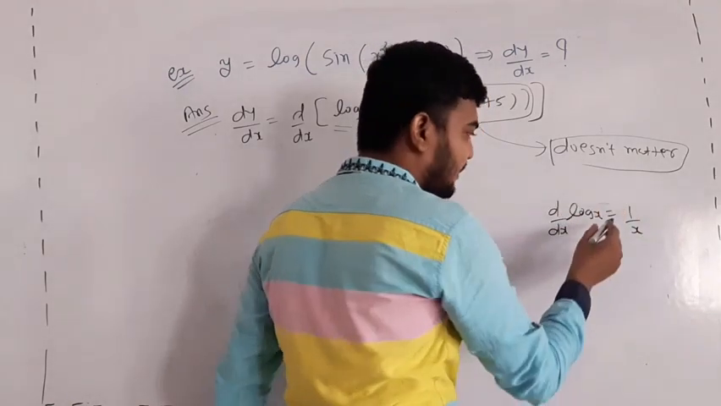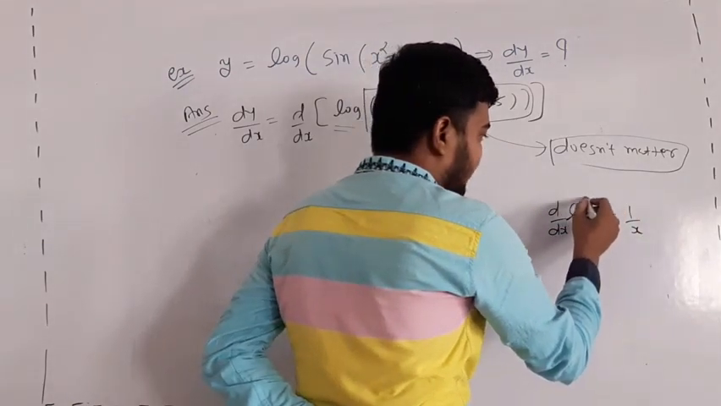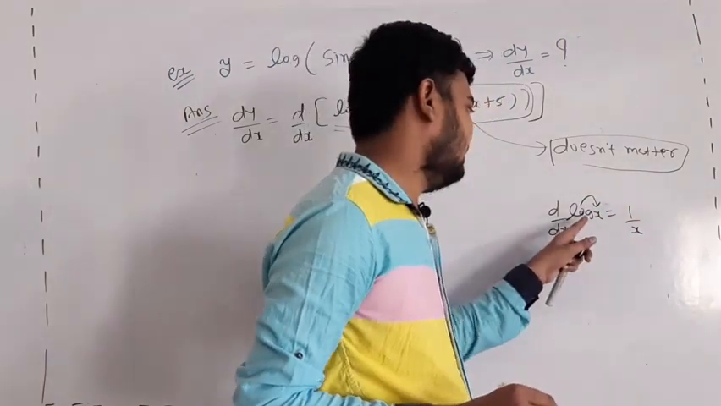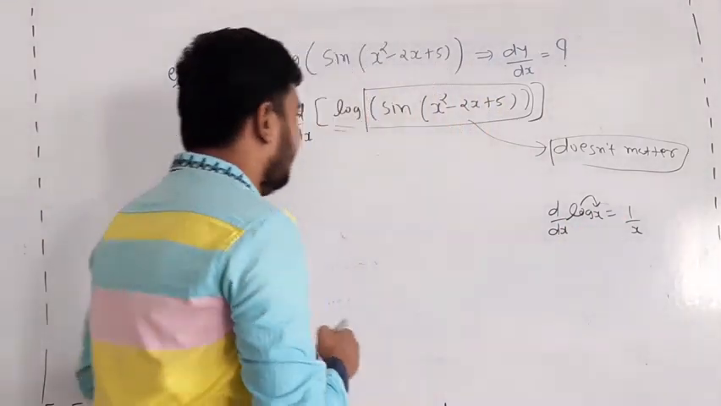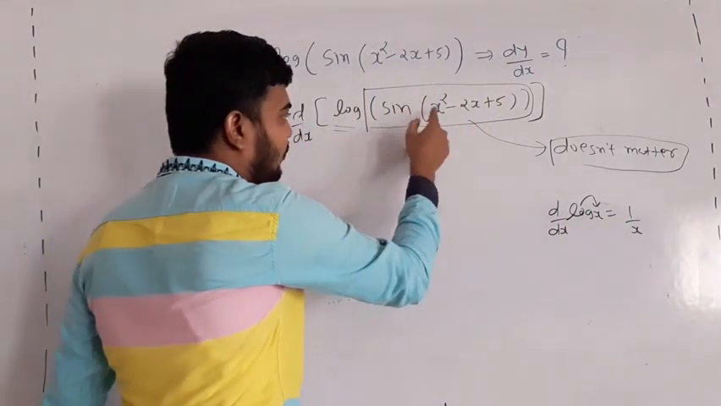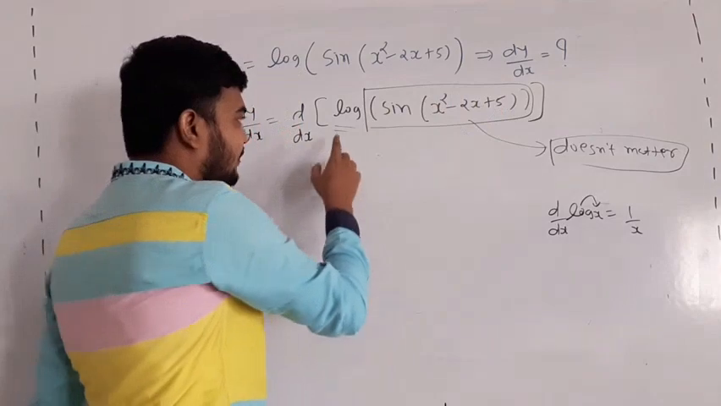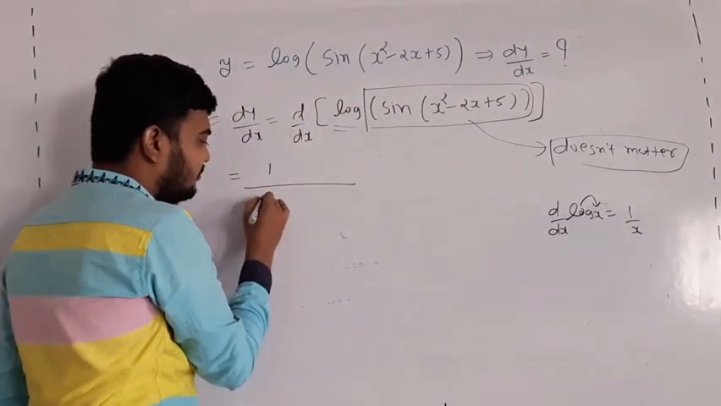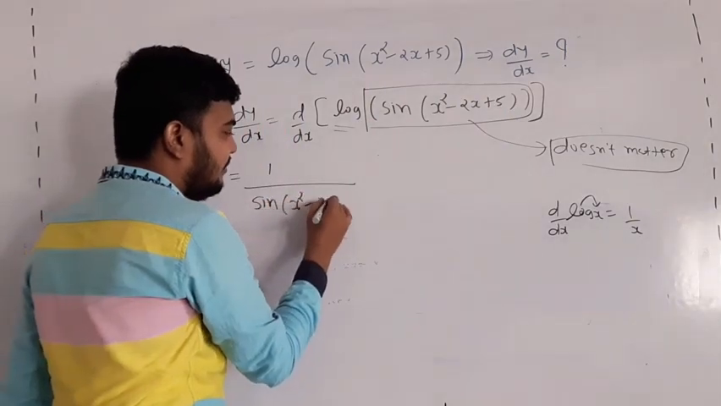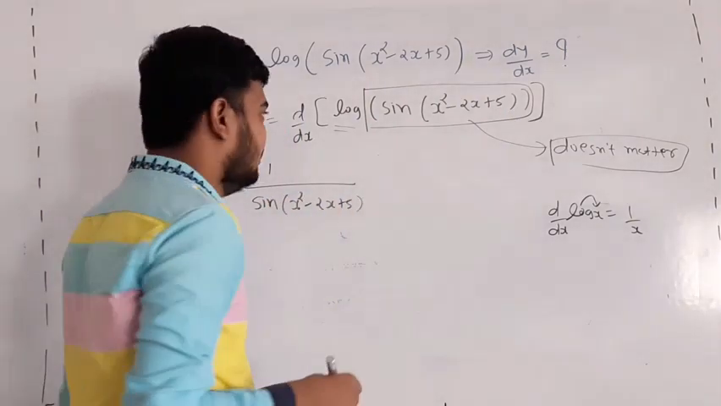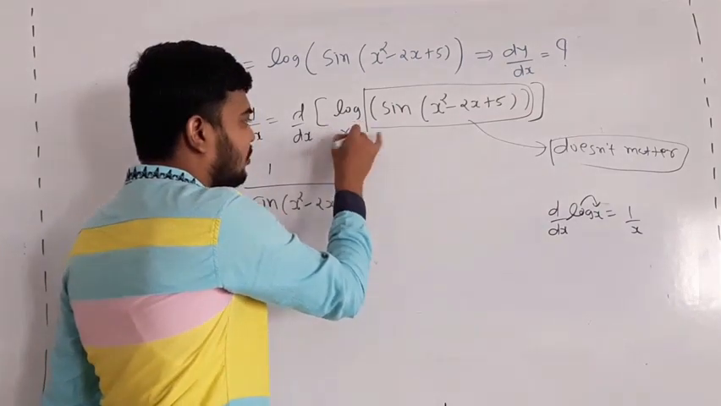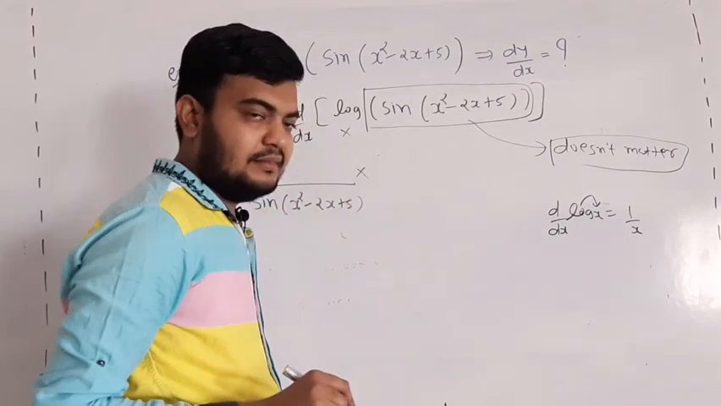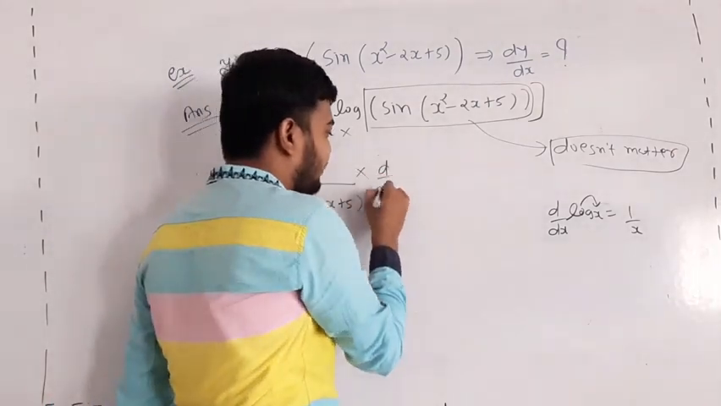It means the reciprocal of the inner side of logarithm. Here the inner side of log is x, so the differentiation of log x is 1 by x. Here the inner side of logarithm is sine of x square minus 2x plus 5, so the differentiation of log of this one is what beta? 1 upon sine of x square minus 2x plus 5. Okay, so the differentiation of log is completed. Now multiply, and differentiate the innermost function.